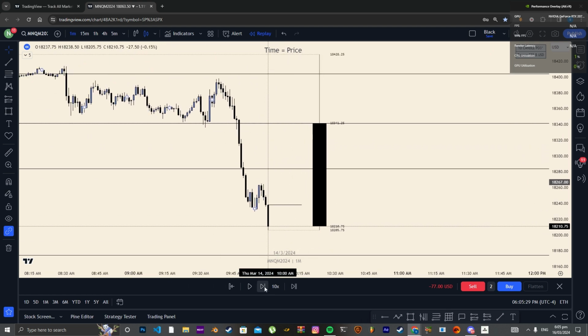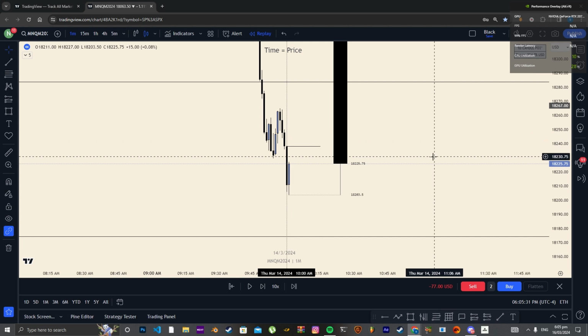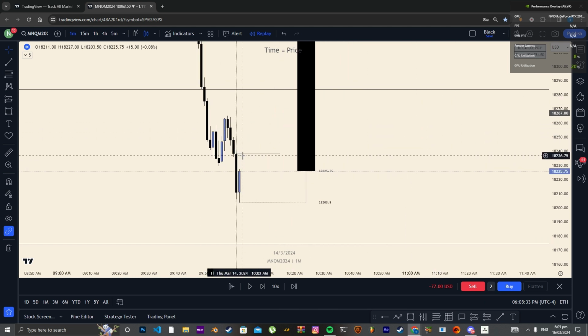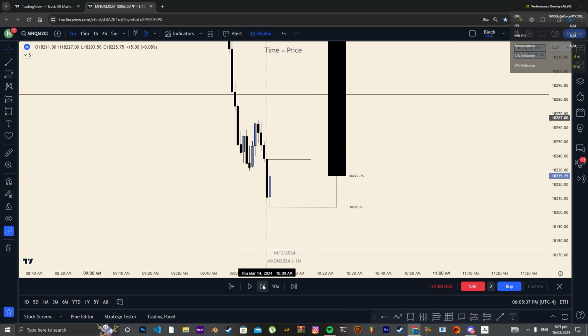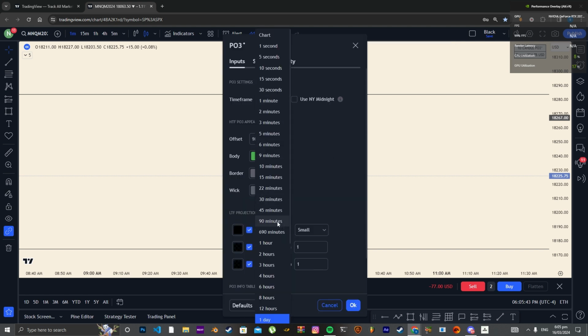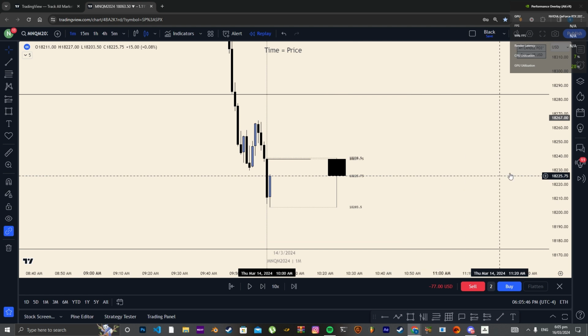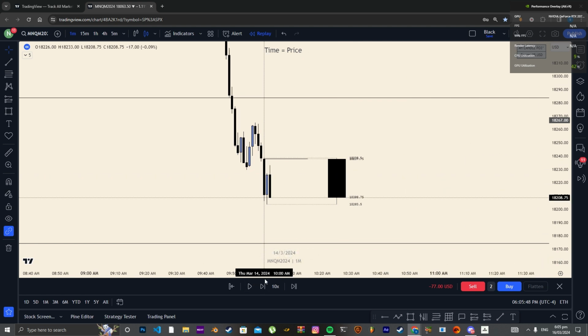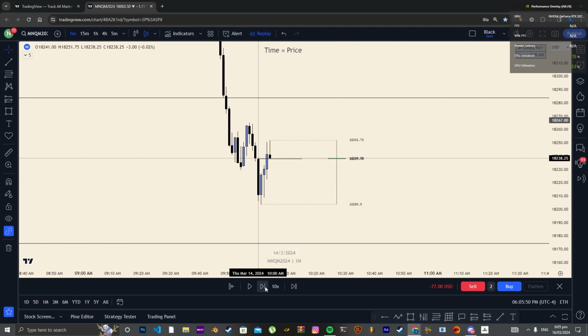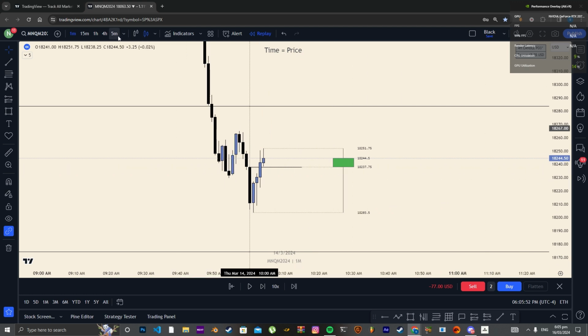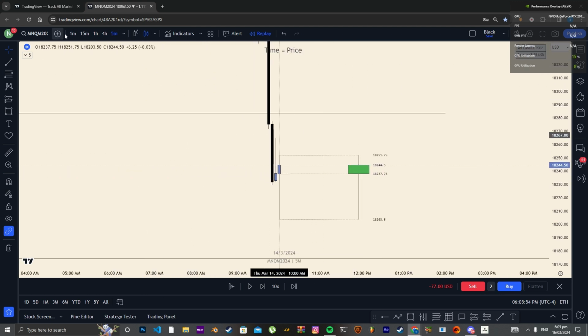So we'll be looking for, in the model, a close back above here and see if we get some kind of long opportunity. So we'll be waiting for this candle to close back above here, and that's when we'll take our longs. Change this to the 4 hour. Okay, so we got a close above. Let's go on the 5 minute. Looks good.